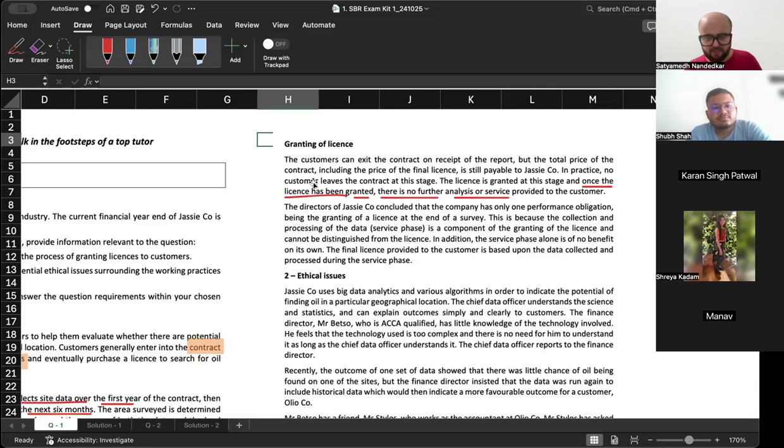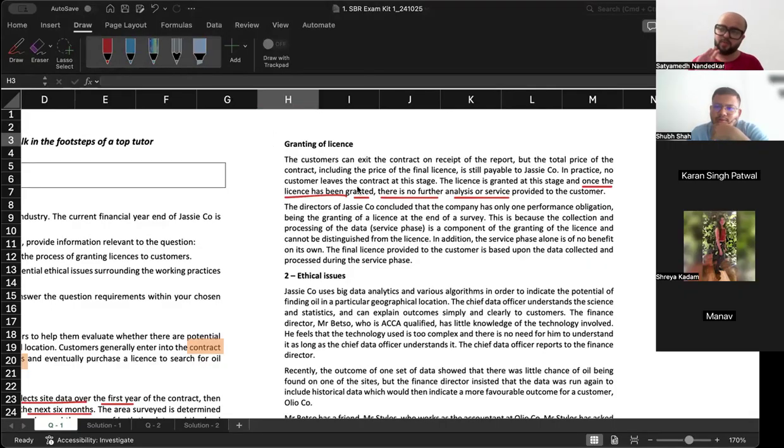The first para here contains a very important clue. The first para says customers can exit the contract on receipt of the report, but the total price of the contract, including the price of the final license, is still payable to Jassie company. So whether you avail the license or not, or whether you actually start exploration on the land or not, you will still have to pay the price for license.